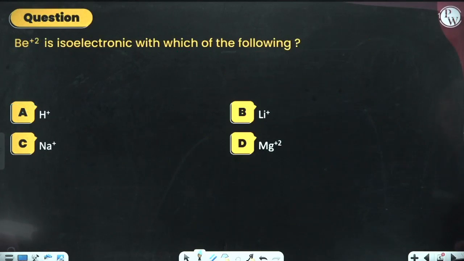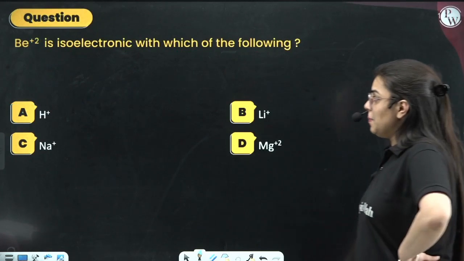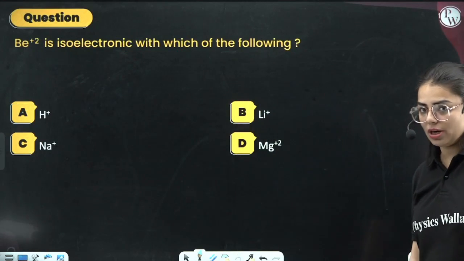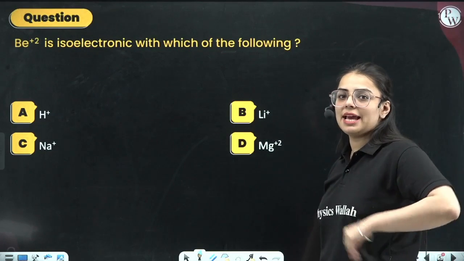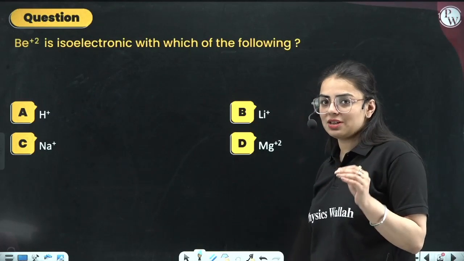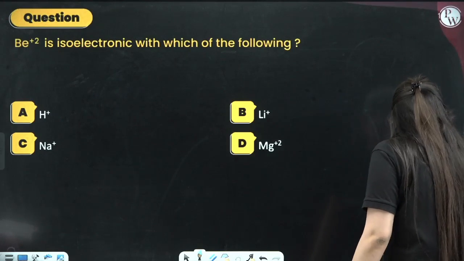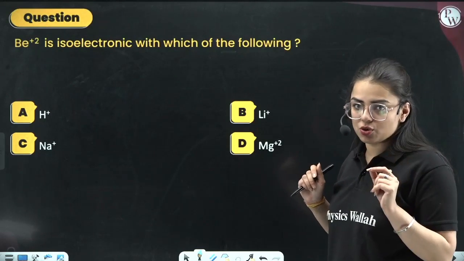Okay, now comes your next question. Be plus 2 is isoelectronic with which of the following? Beryllium plus 2 is isoelectronic with which of the following? A is H positive, B is Li positive, C is Na positive, while D is Mg plus 2.